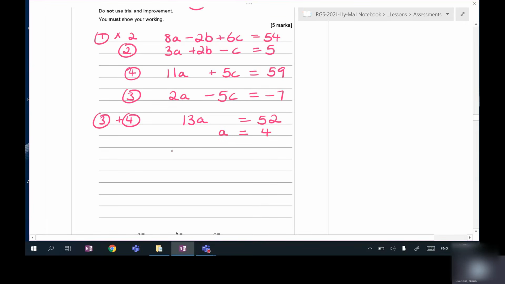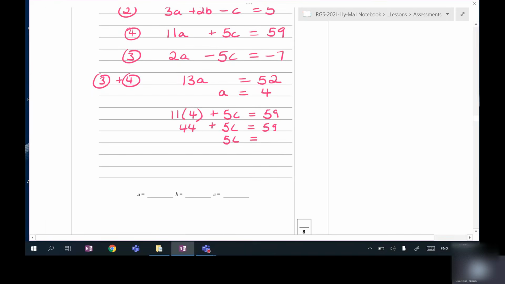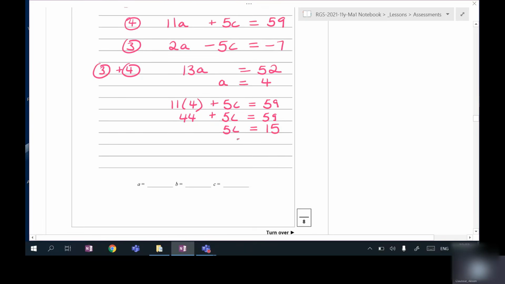You're going to sub that back in. So 11 times 4 plus 5c is 59. So 44 plus 5c is 59. 5c is 59 take away 44, so 15. So c is 3.